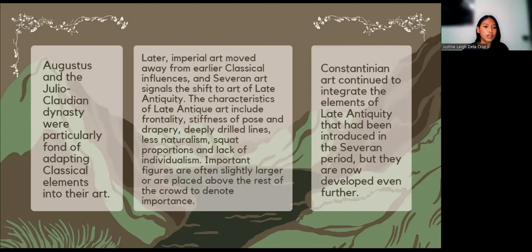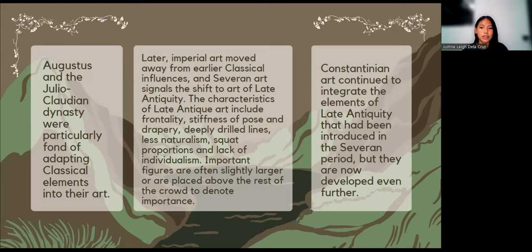Augustus and the Julio-Claudian dynasty were particularly fond of adopting classical elements into their art. Later, imperial art moved away from earlier classical influences in Severan art, and Severan art signals the shift to art of late antiquity. The characteristics of late antique art include frontality, stiffness of pose and drapery, deeply drilled lines, less naturalism, squat proportions, and lack of individualism. Important figures are often slightly larger or are placed above the rest of the crowd to denote importance.